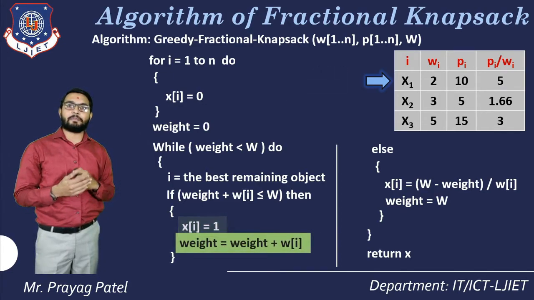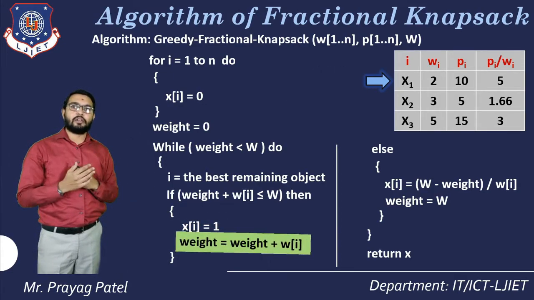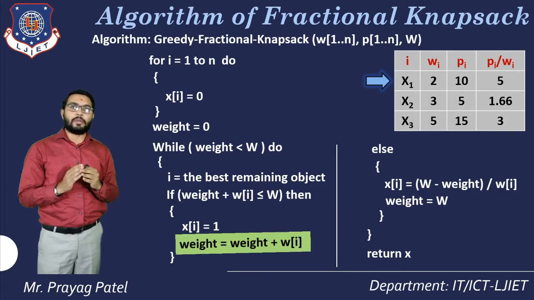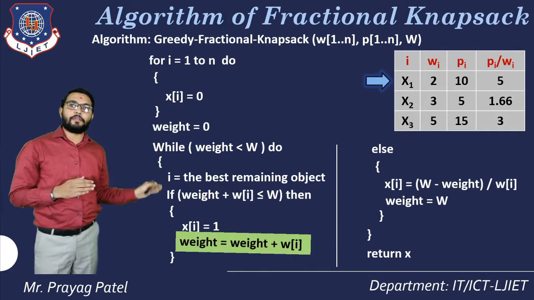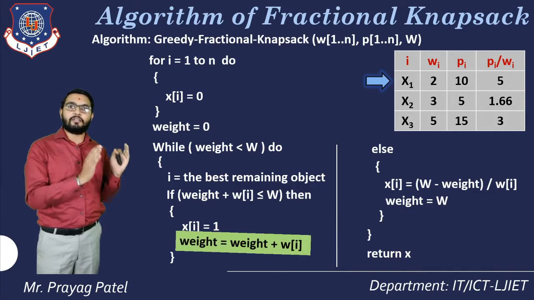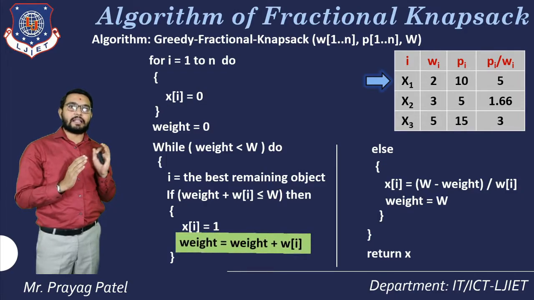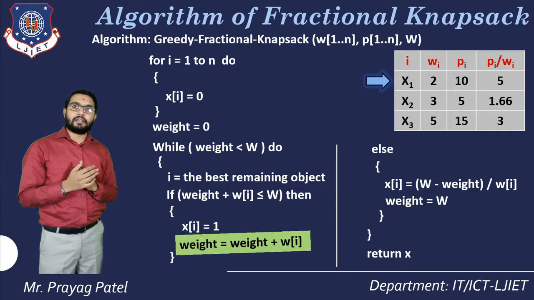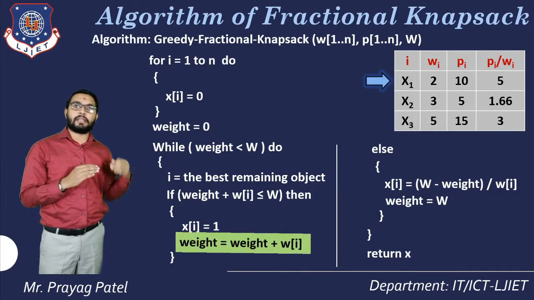Now consider the next step, weight equals weight plus Wi. Already weight equals 0, but after selecting the first object, what is the weight? Old weight equals 0, and Wi means the weight of object 1, which equals 2. So weight equals 2. According to this step, we can perform each and every object selection operation until our condition, while weight less than W, is satisfied. So here consider the if condition.